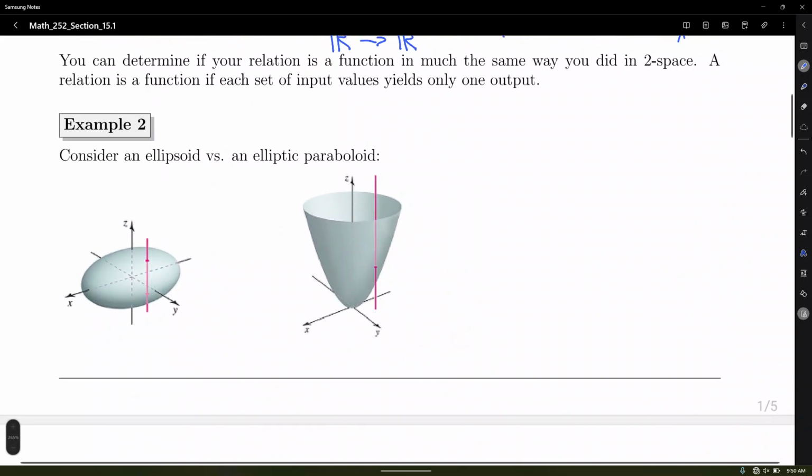Okay, in the same way that we can determine whether a given relation is a function or not a function, we can do this in space. So in the same way that we did, for instance, with a couple of graphs like this, maybe this graph versus a hyperbola, is the first graph that of a function or not a function?